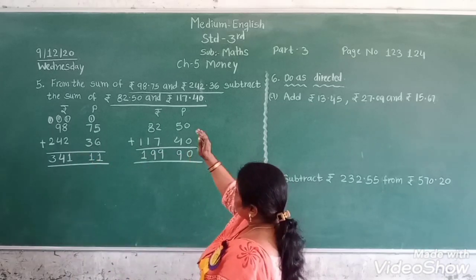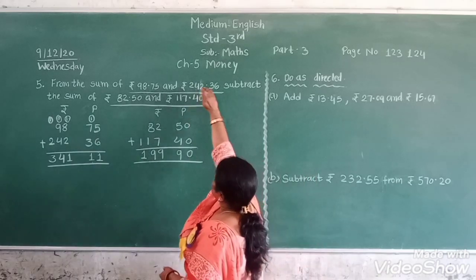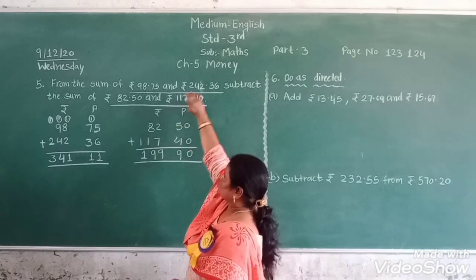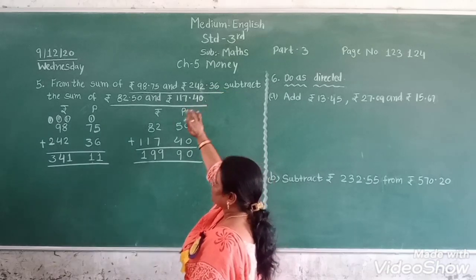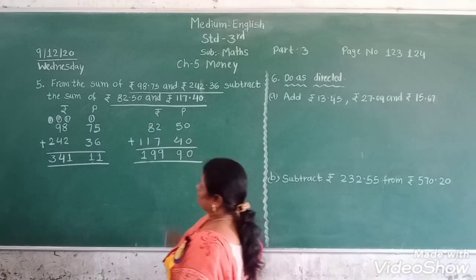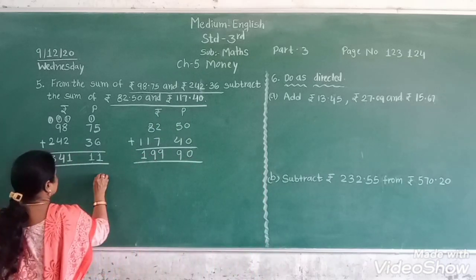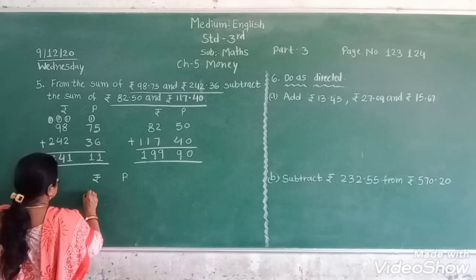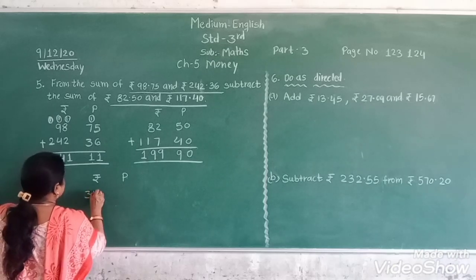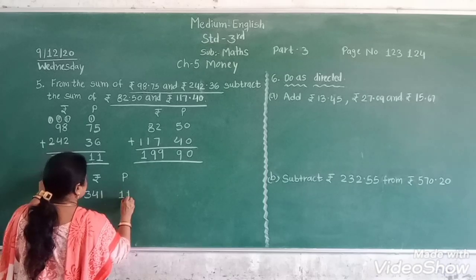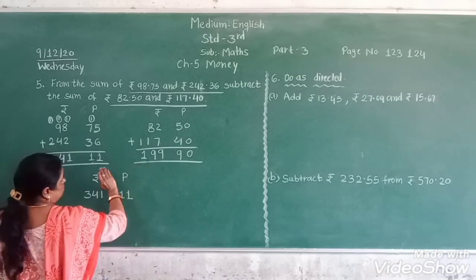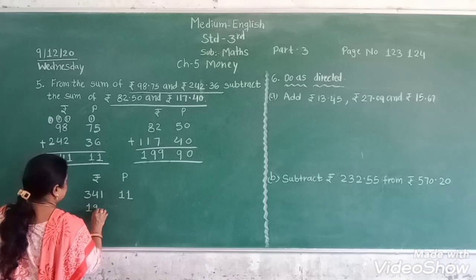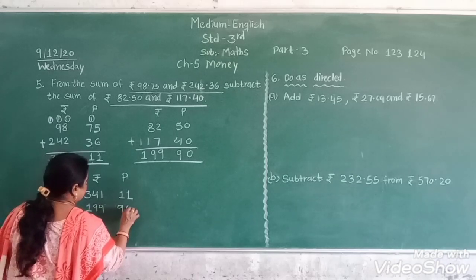So, from the sum of, meaning from the answer of this sum we have to subtract this sum, the answer of this one. So first we write here rupees and paise. Now the answer of this sum, first write 341 rupees 11 paise and we subtract this sum, 199 rupees and 90 paise.